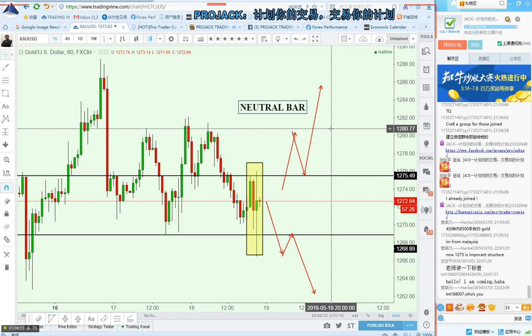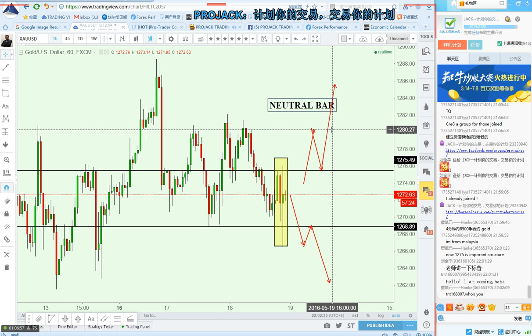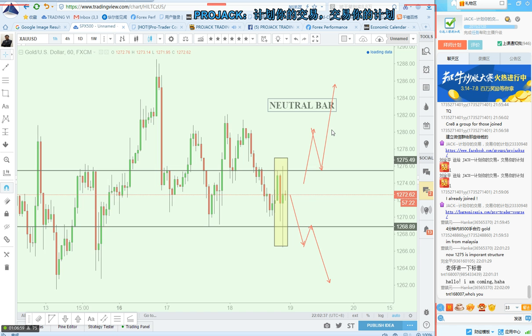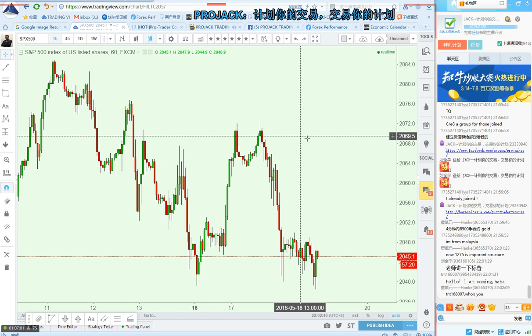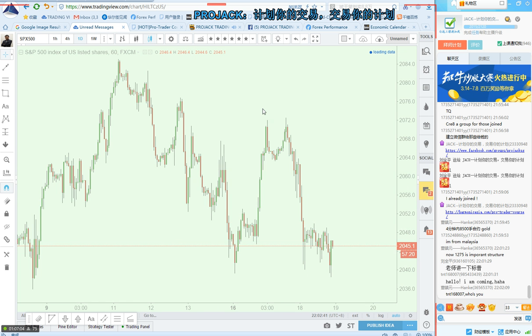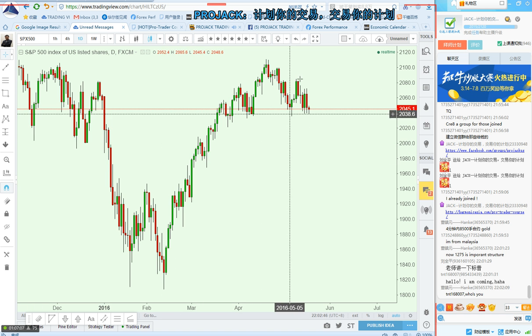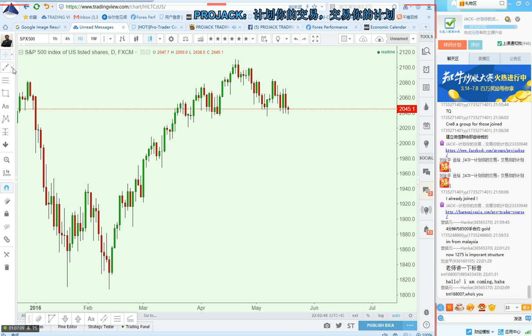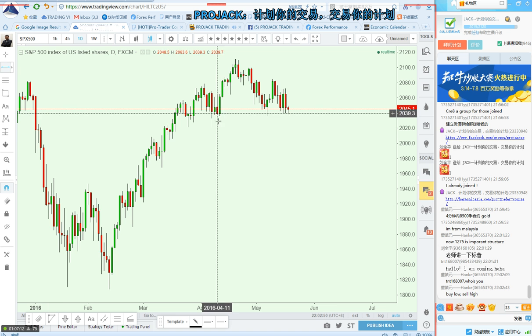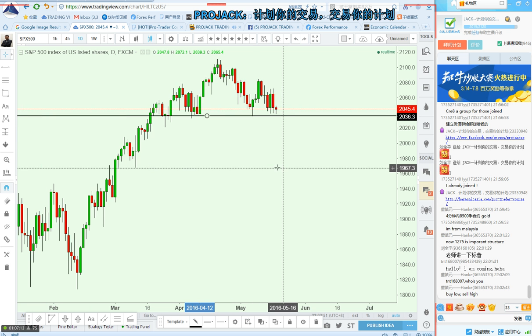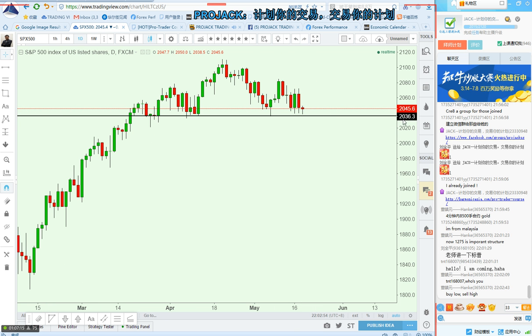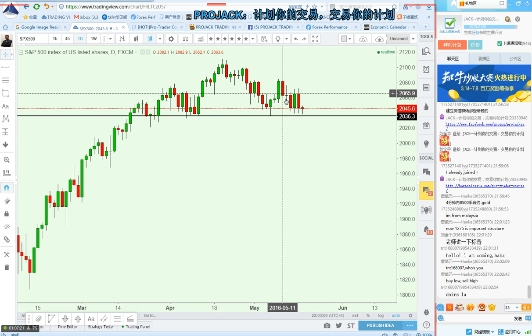Okay, somebody asked me to check S&P. So the SPX, put on the daily chart. Definitely, it is in a very high place, and it looks like it's going to make a top. So where's the neckline? The neckline is 2036. This level is so important, so critical to S&P.